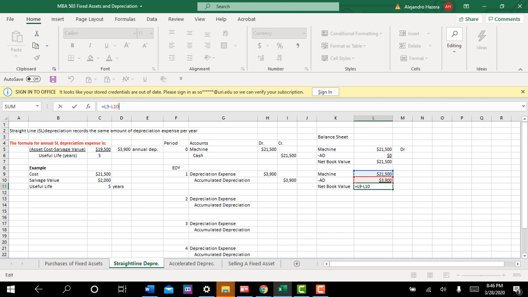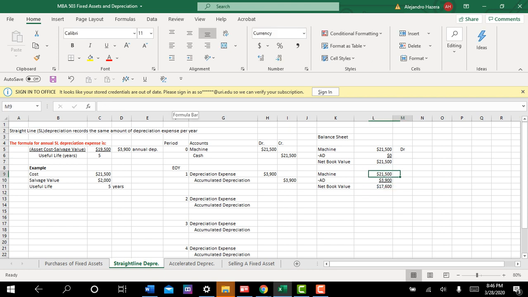Okay, so what I'm going to do is mark these. You can see that the machine was a debit. That debit to machine resulted in the $21,500, which stays on the books until the machine is sold. You can see that the accumulated depreciation right there is a credit. I'm going to keep emphasizing that you've got a debit balance for machine, a credit balance for accumulated depreciation, and a net debit balance, which is your net book value.